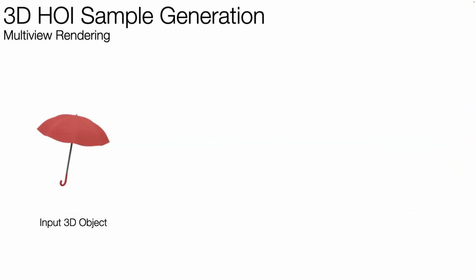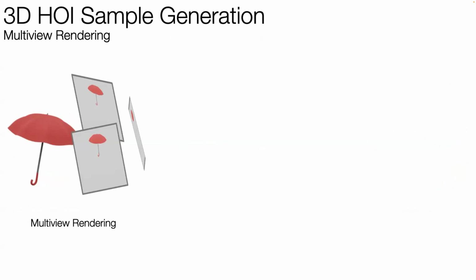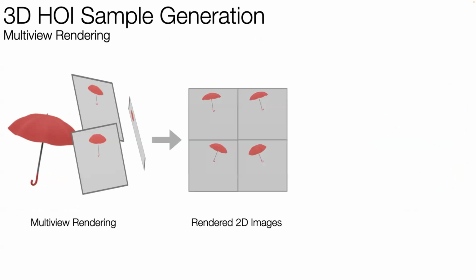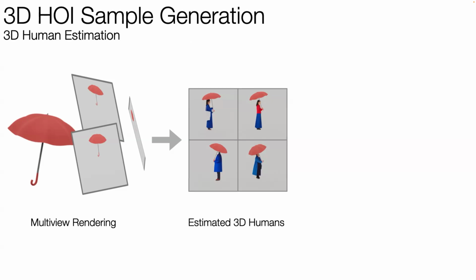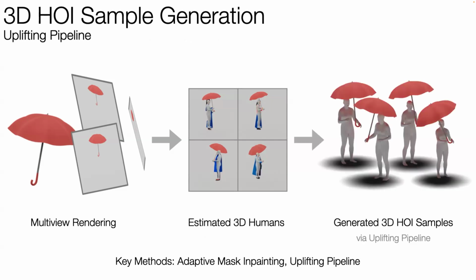So first, we are given a 3D object here, and we render that from many viewpoints so that we have multiple views of the target object. And then we invented an inpainting method so that we can put the 2D humans in the image. And then we do the 3D pose estimation. And finally, we do the lifting so that in the 3D sample space, we can have both human and object all together. Our goal here is to make diverse kinds of HOI samples, which can actually cover the entire HOI space of humans.